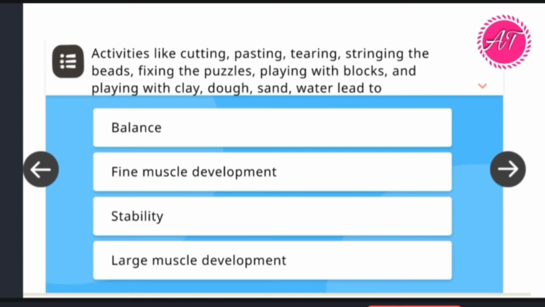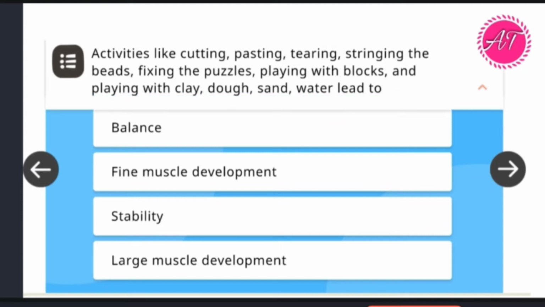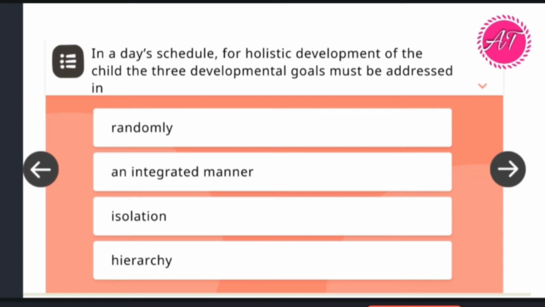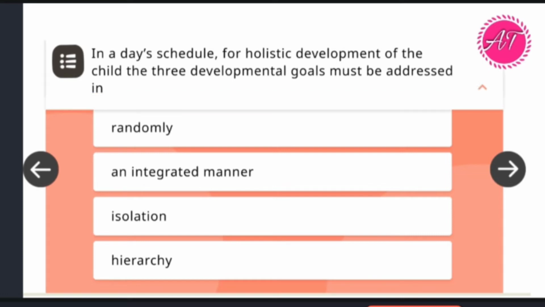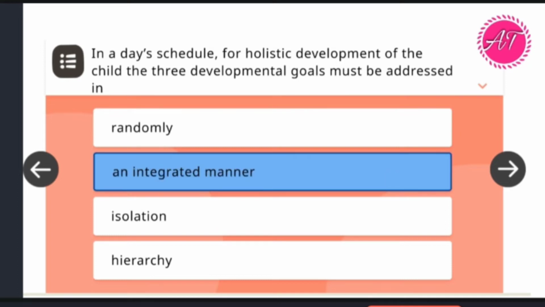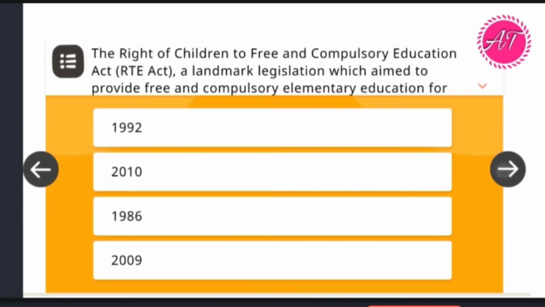Activities like cutting, pasting, tearing, stringing the beads, fixing the puzzles, playing with blocks, and playing with clay, dough, sand, water lead to. So the answer we have here is fine muscle development. That is option number 2 shown on the screen. In a day's schedule for holistic development of the child, the 3 developmental goals must be addressed in. So the answer you can click on is an integrated manner. That is option number 2.